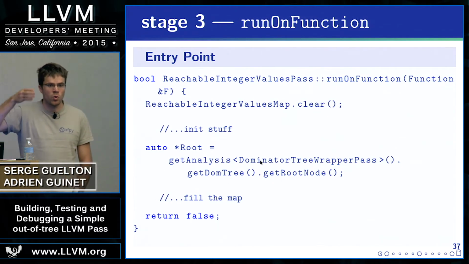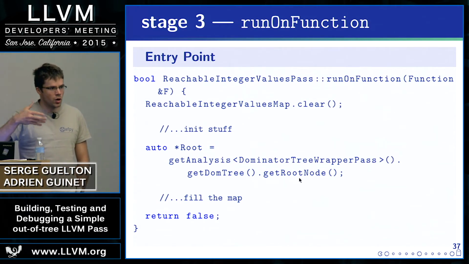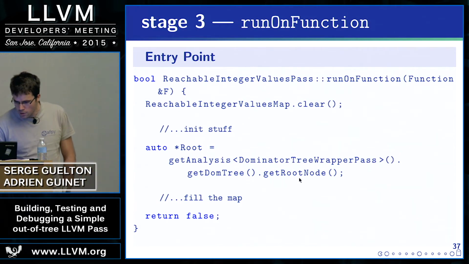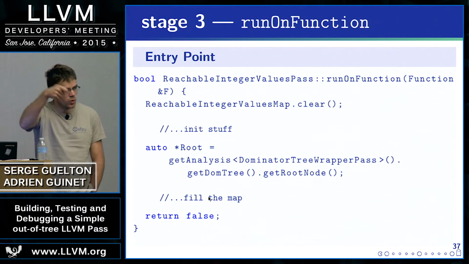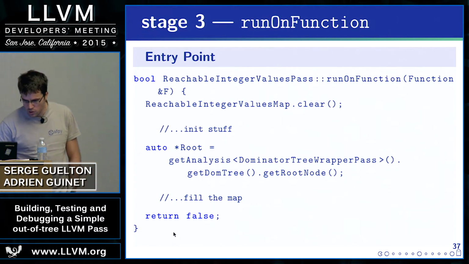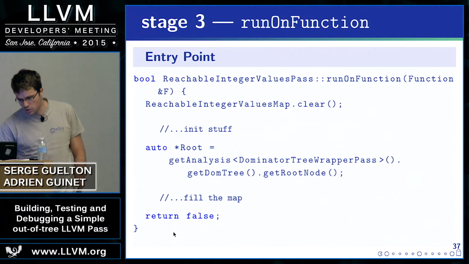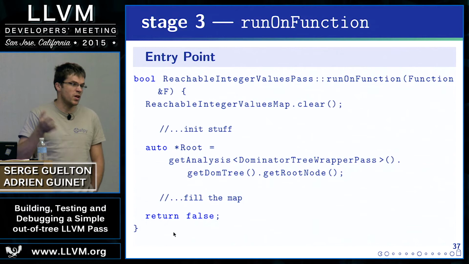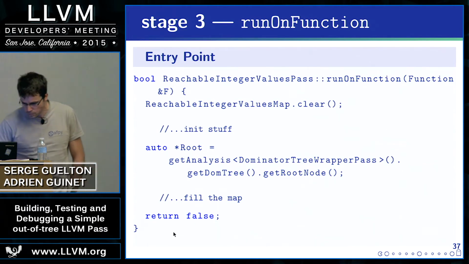And at some point, you will want to walk the dominator tree. And to do this, you use the getAnalysis method. So with this, you're guaranteed to get an up-to-date version of this analysis for this function. And then you can use all the getters. So here we are walking through the dominator tree, so we get the root node, and we'll iterate over the successors. We get it here. Then we do the actual smart stuff, but it's not interesting here. And it's an analysis, so an analysis doesn't modify the code, so it always returns false. Yeah.